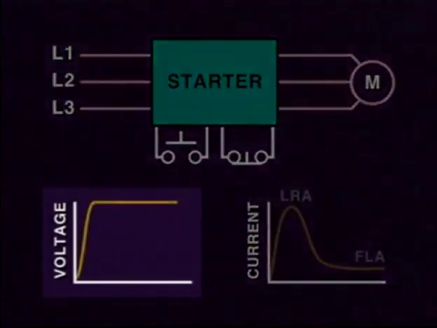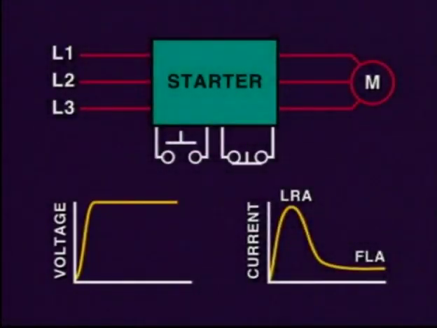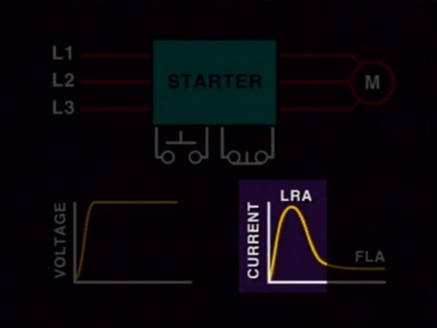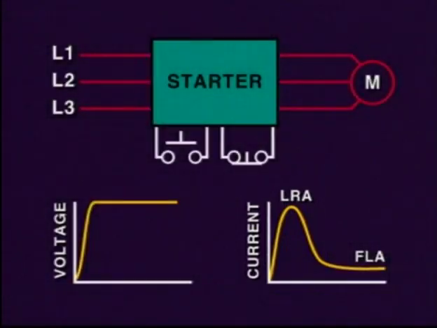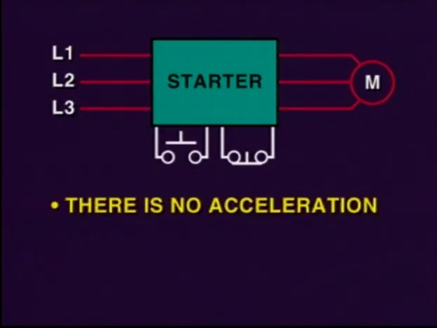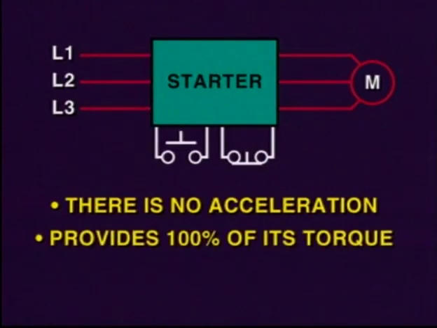These starters switch the full voltage to the motor, which, of course, makes the motor pull all the locked rotor amperage at start. The across-the-line start method generally applies to all standard motors. There is no acceleration to this start method. This across-the-line start also provides 100% of its torque at start.